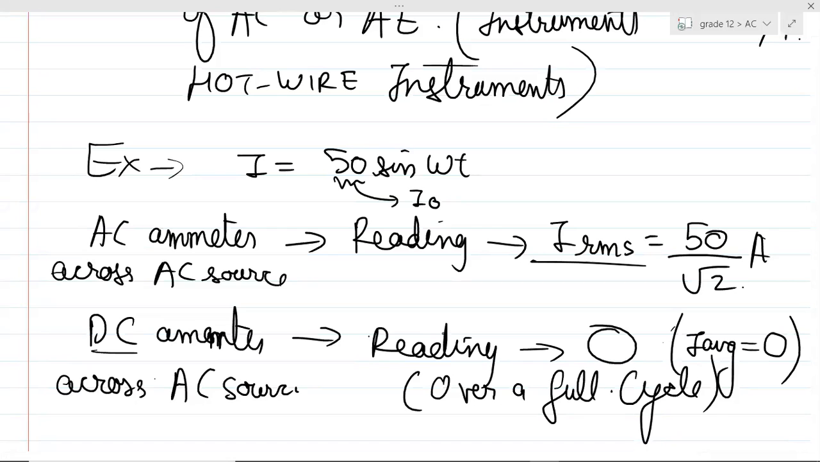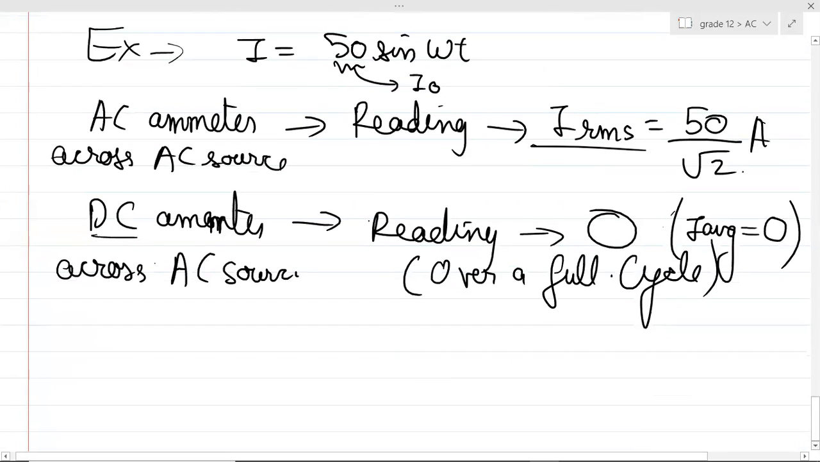Wait, sir. How do we differentiate between an AC ammeter and a DC ammeter? What's the difference in them other than the fact that they're AC and DC? How is their construction different? Okay. Fine. Both are made of different materials. Both are supposed to work differently.